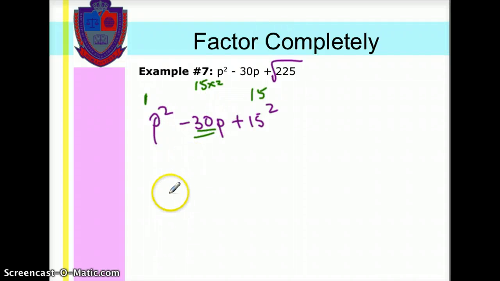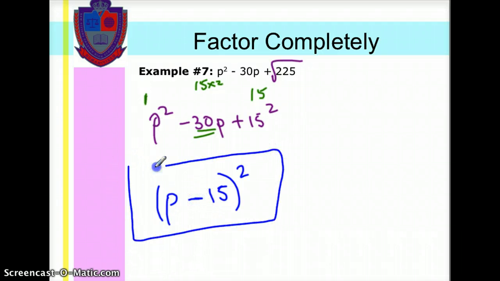So now that I have this, I know it's going to be p, and it's going to be 15 squared outside. What sign goes here? What's next to the 30? Great. So that means subtraction goes there. That's my answer. Check. Moving straight along to example 8.